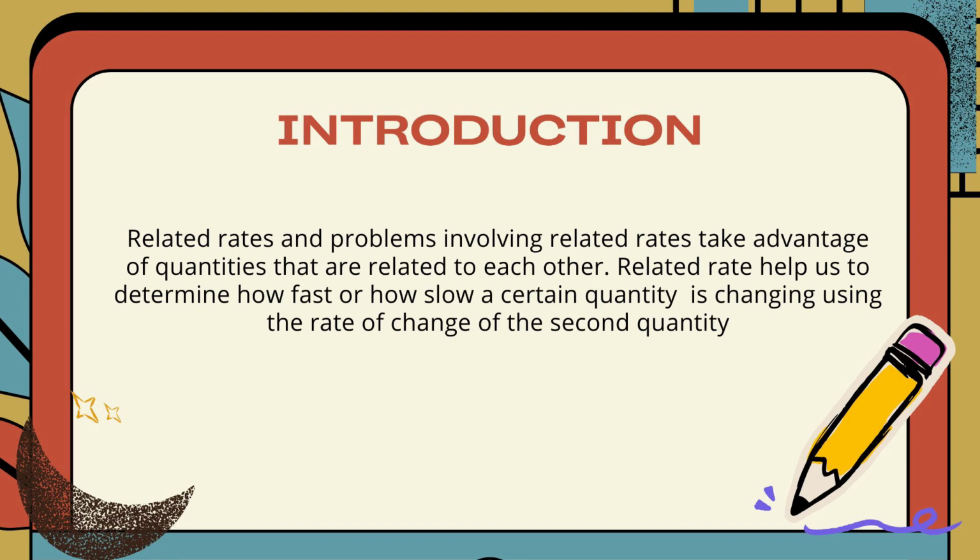The slide is titled Introduction, and it's part of a larger presentation on calculus. The text on the slide explains that related rates problems involve quantities that are connected to each other. The key idea is that related rates help us determine how fast or slow a certain quantity is changing by using the rate of change of another related quantity.